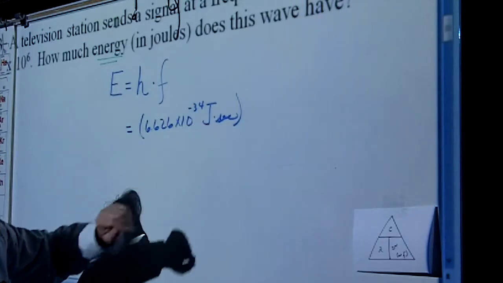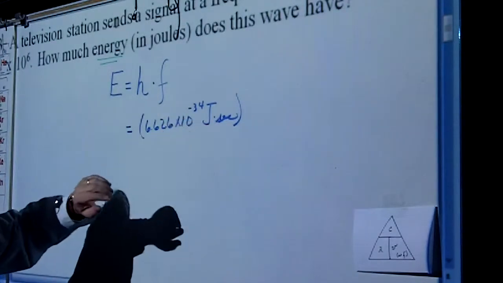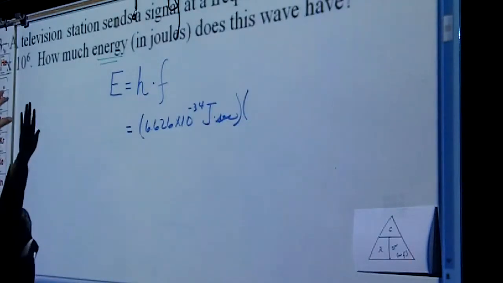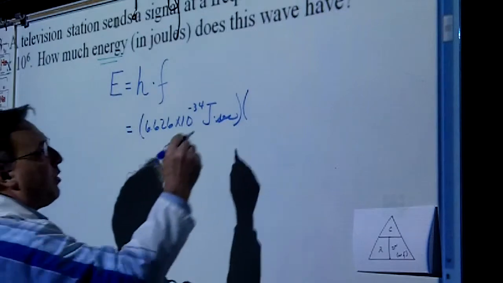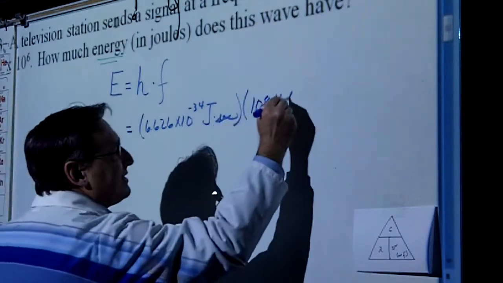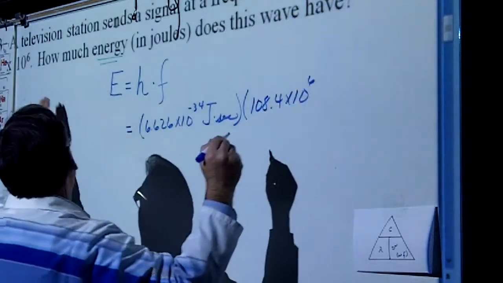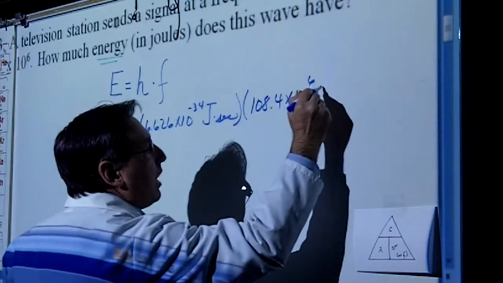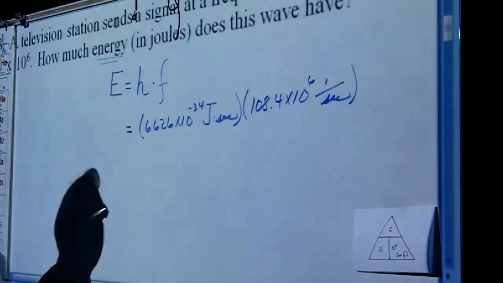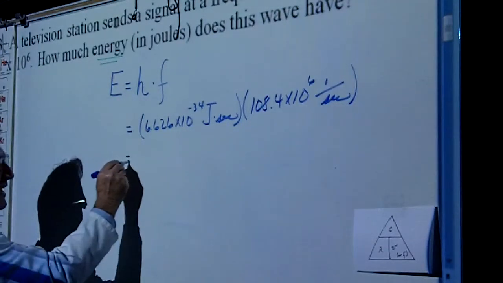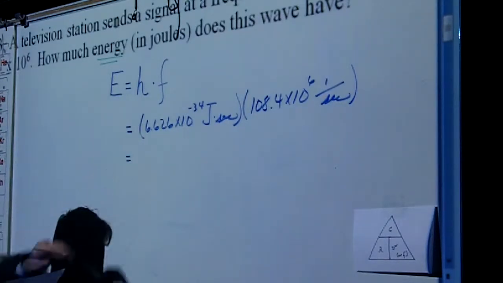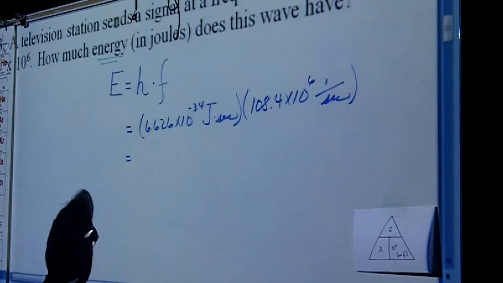It's joule seconds, both units in the numerator, times the frequency. In this case, the frequency they're telling me is 108.4 times 10 to the 6th, and that's hertz. I'm going to write it as 1/seconds, and you'll see why in just a moment. When I multiply those, and again, if you're not comfortable with exponents on the calculator, make sure you watch that video podcast on entering numbers into the calculator.